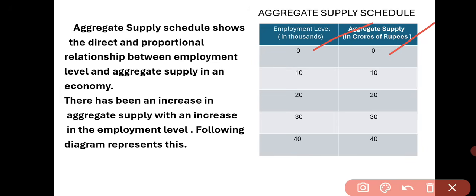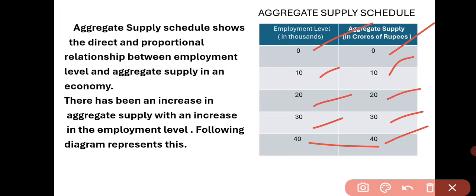So aggregate, from this table we know that as the employment level goes on increasing from 0 to 10,000, from 10,000 to 20,000, to 30,000, to 40,000, at that time aggregate supply increases to 10 crores rupees, 20 crores rupees, 30 crores rupees, 40 crores rupees. So what we have observed here is that there is a direct and proportional relationship between aggregate employment level and aggregate supply.